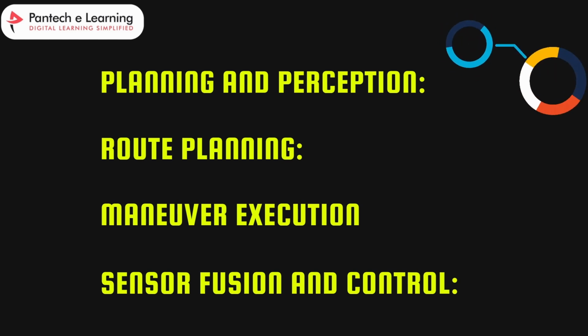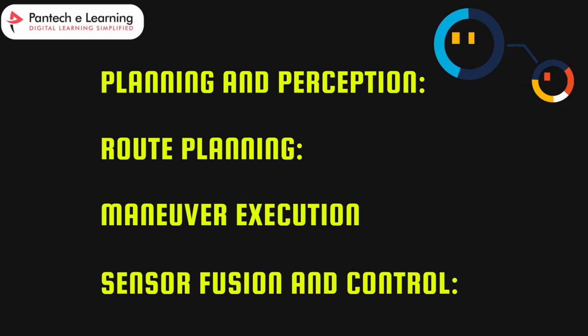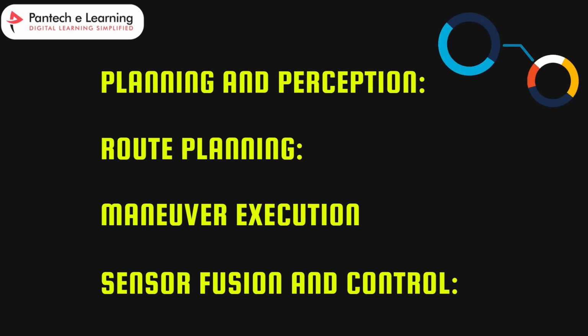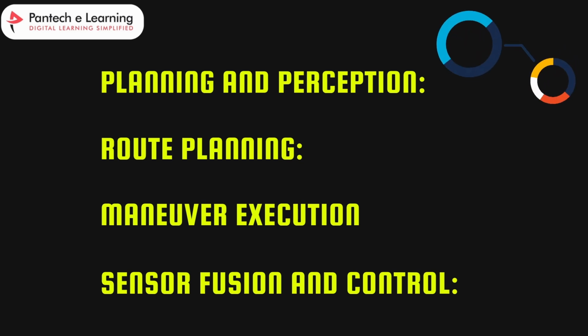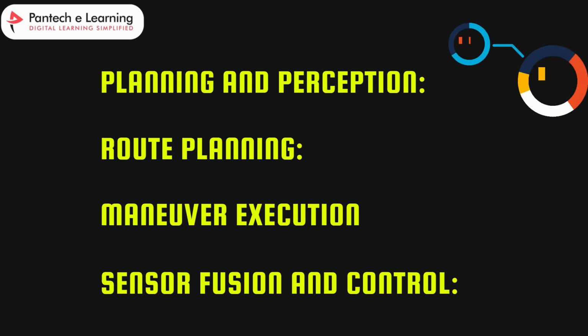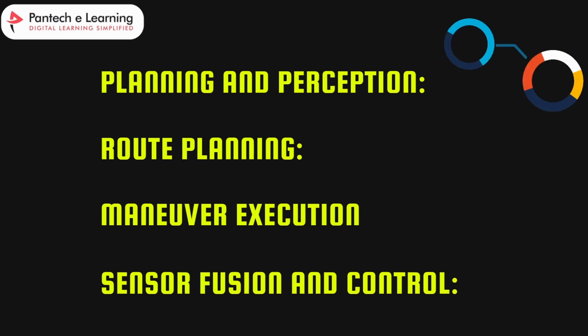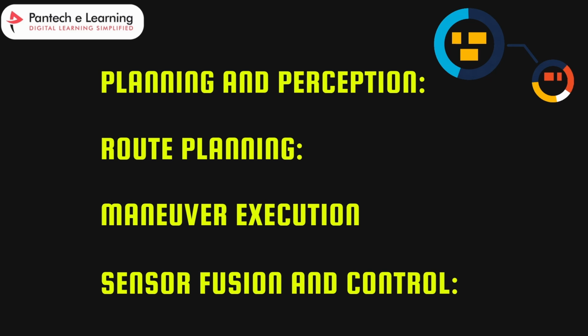So next is the sensor fusion and control. Throughout this maneuver, the autonomous vehicle's control system integrates the data from the various sensors such as the camera, radar, lidar and GPS to accurately perceive its surroundings, making real-time adjustments. So we use this advanced control algorithm.